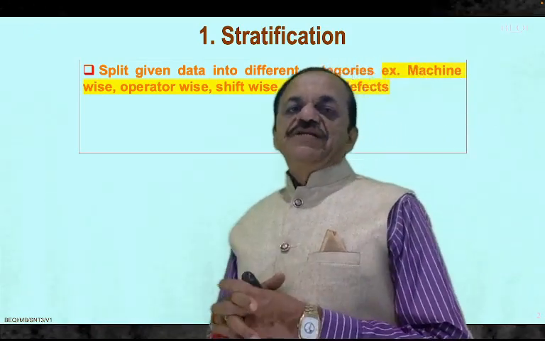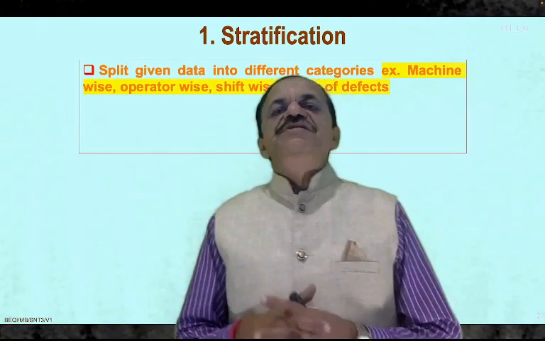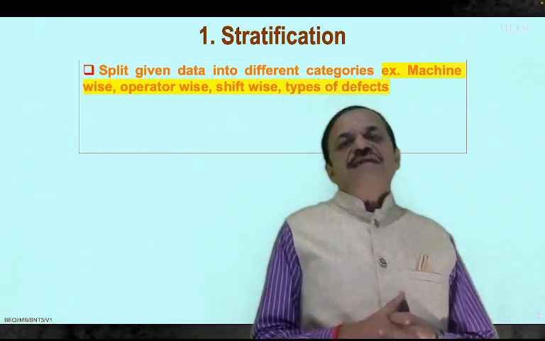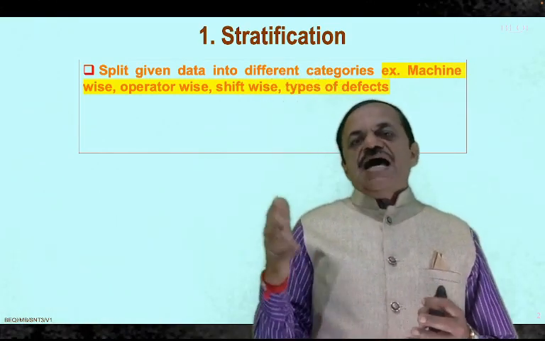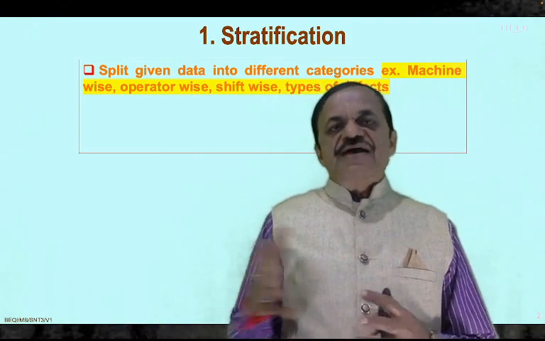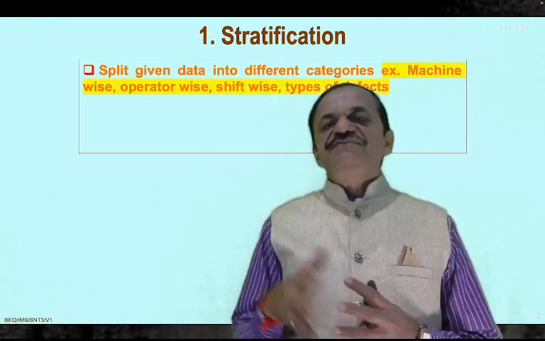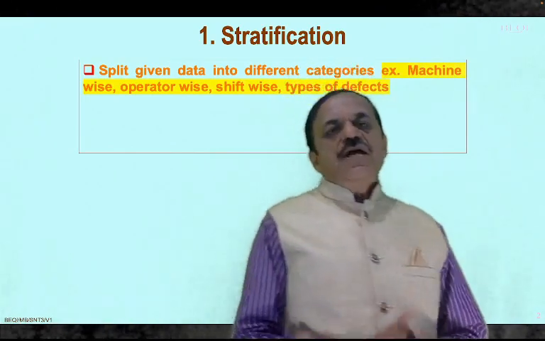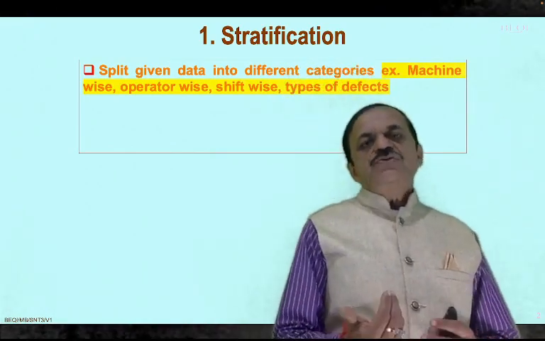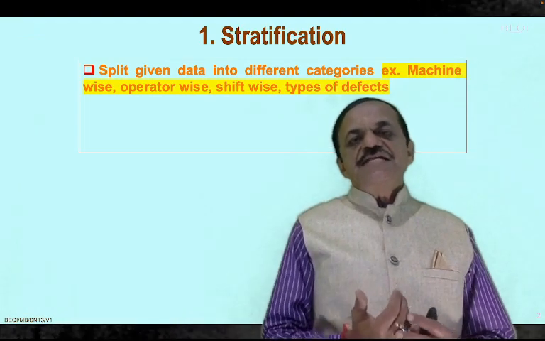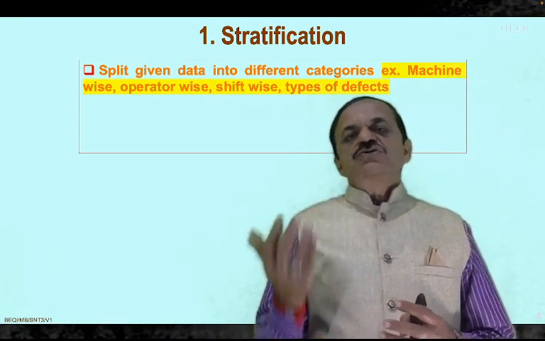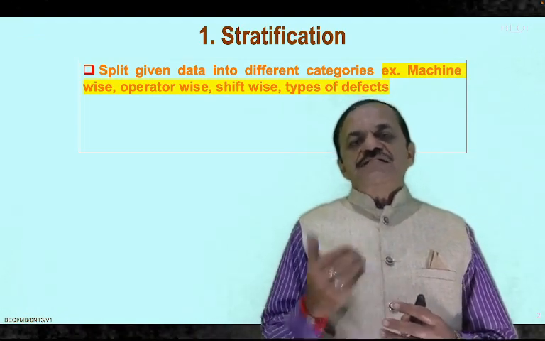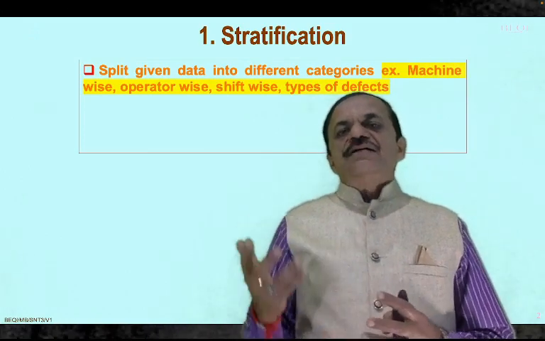Stratification can be done machine-wise. For example, I have 200 machine breakdowns happening last year in my department. Now machine-wise, I categorize them, stratify them, and then understand which machine is failing the most and put my resources to improve that machine. It can be operator-wise: which operator is doing the best, which operator needs training. Shift-wise: which shift is doing the best, which shift needs more resources to improve. And by types of defects.